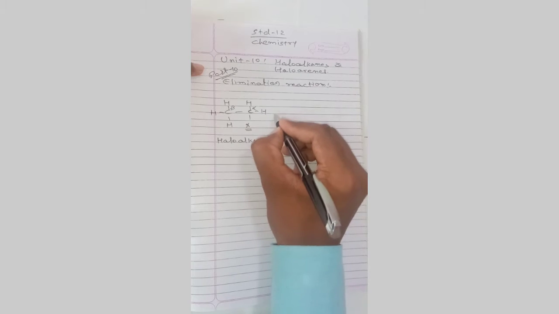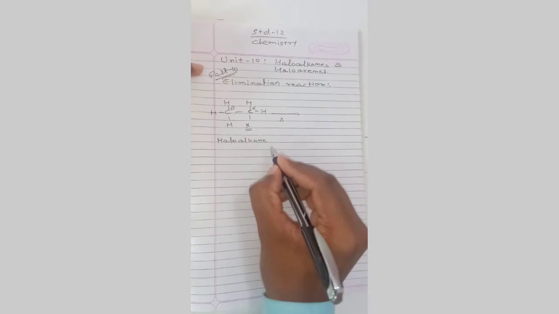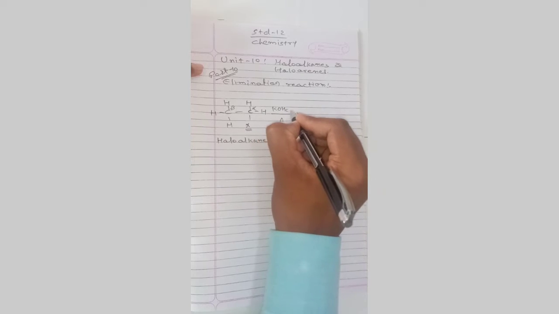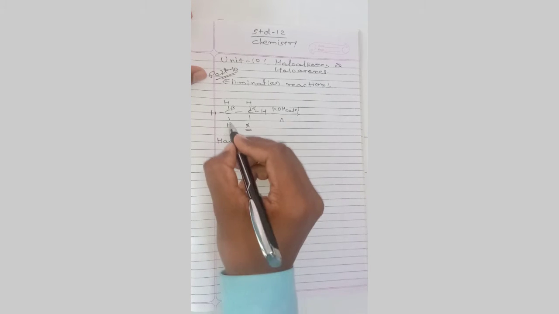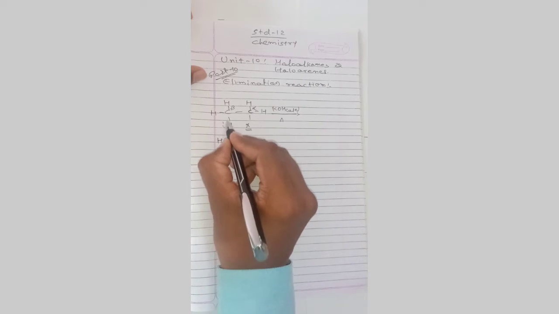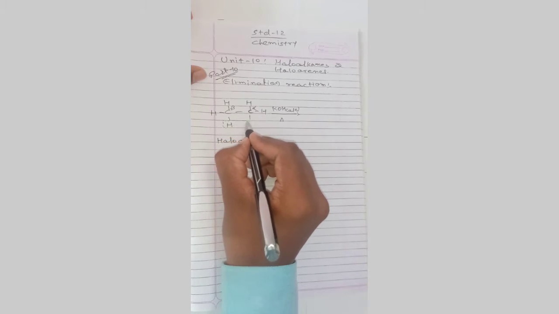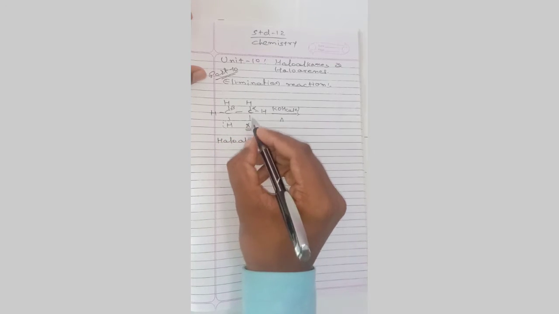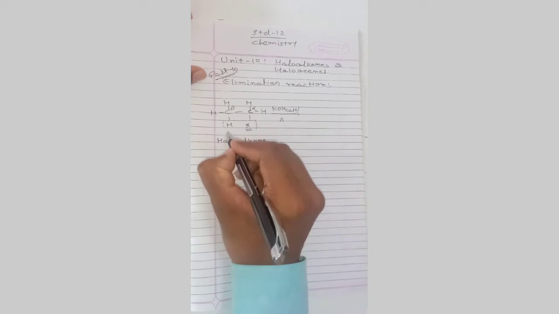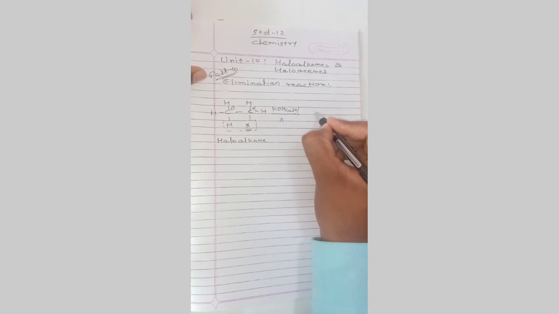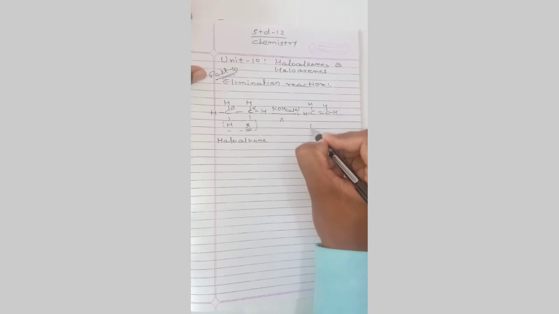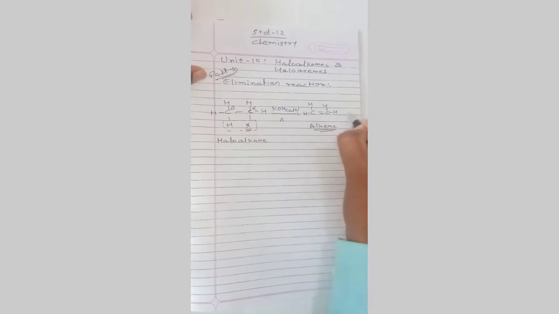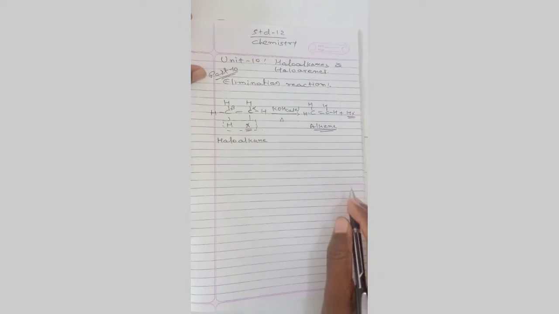This haloalkane is heated with alcoholic KOH. There is elimination of a hydrogen atom from beta carbon and the halogen atom is eliminated from alpha carbon. Alkene is formed, and this HX, halogen acid, is the other product.